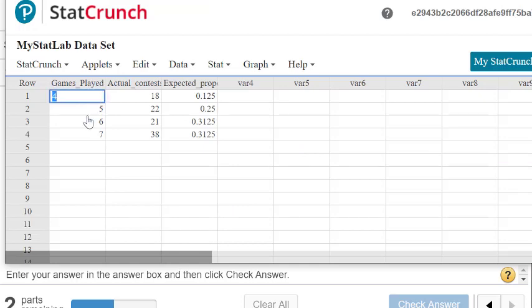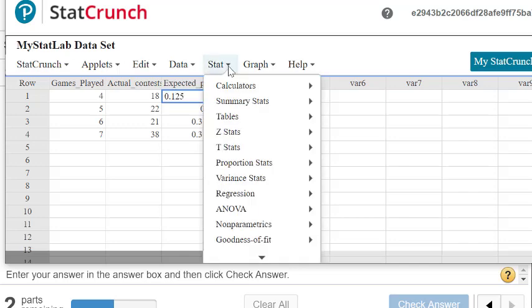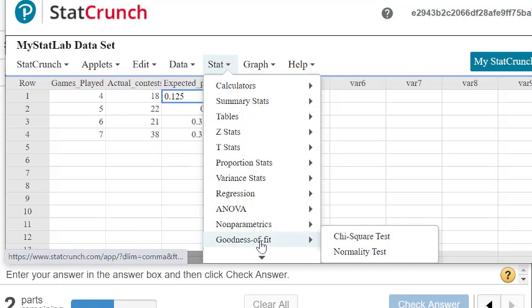So this is our StatCrunch. We have the number of games played, so these are just categories. They're going to mean nothing to any of the calculations. These are the actual contests. They're observed frequencies, we would call it, and these are the proportions, but the expected frequency would be the proportion times whatever the total is. And if you're doing this work on a calculator or somewhere else, you're going to need to figure that out. But since we're doing it in StatCrunch, it will actually do the figuring out for us.